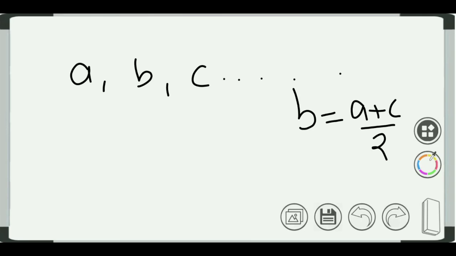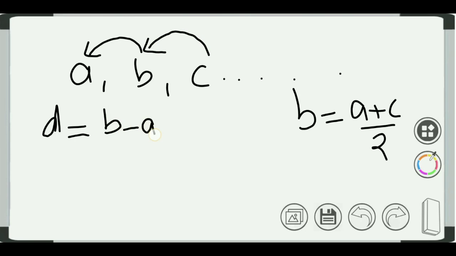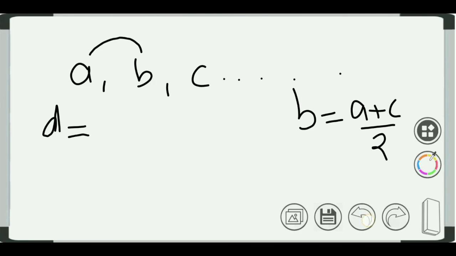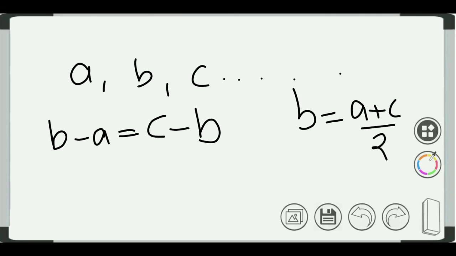What is the common difference here? How will you find the common difference? Second term minus the first term, or third term minus the second term. Both are the same. So I can write common difference is b minus a, second term minus first term, or common difference is c minus b, third term minus second term. So b minus a is equal to c minus b, because both are the common difference. So I can equate both.